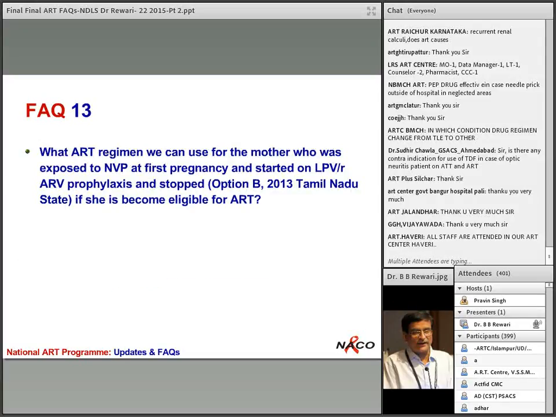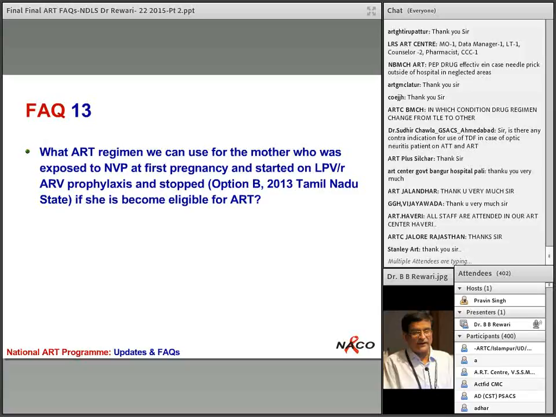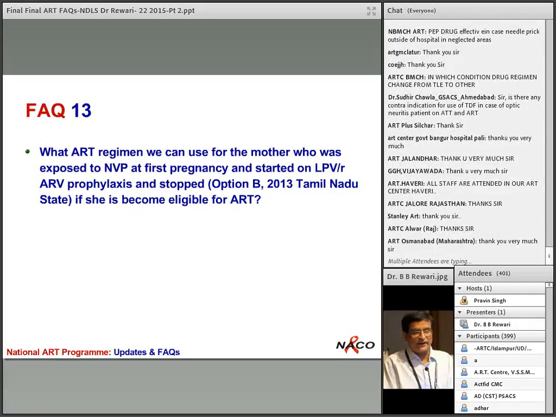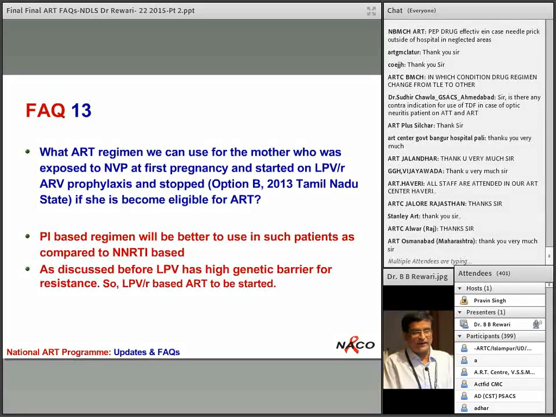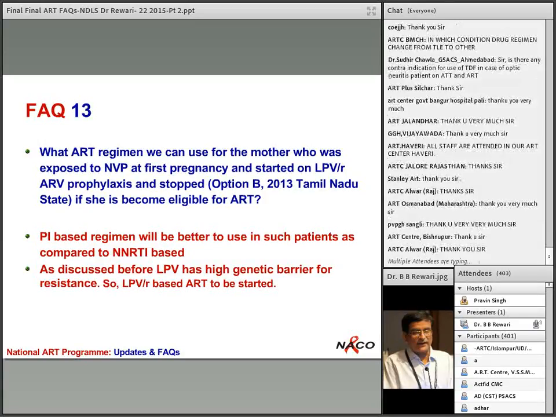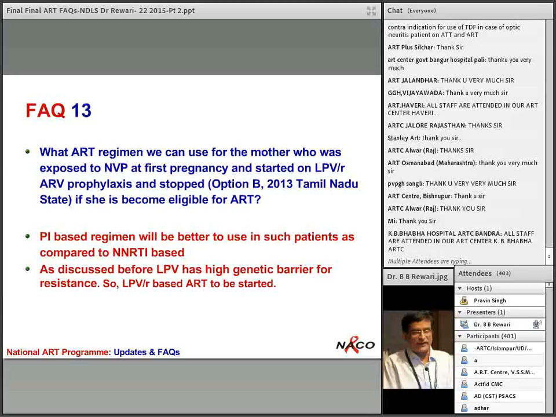Again, if the woman was exposed to nevirapine and started on lopinavir-ritonavir prophylaxis in the past, is she eligible for ART? She has been exposed to nevirapine, she has been exposed to lopinavir-ritonavir prophylaxis when option B was there. Is she eligible for ART now? What to start? Yes, we will again start lopinavir-ritonavir because she was exposed to lopinavir-ritonavir and it was stopped after the breastfeeding was over as per option B. So in this scenario, lopinavir-ritonavir based ART needs to be started again once she has become eligible for ART or gets pregnant again.